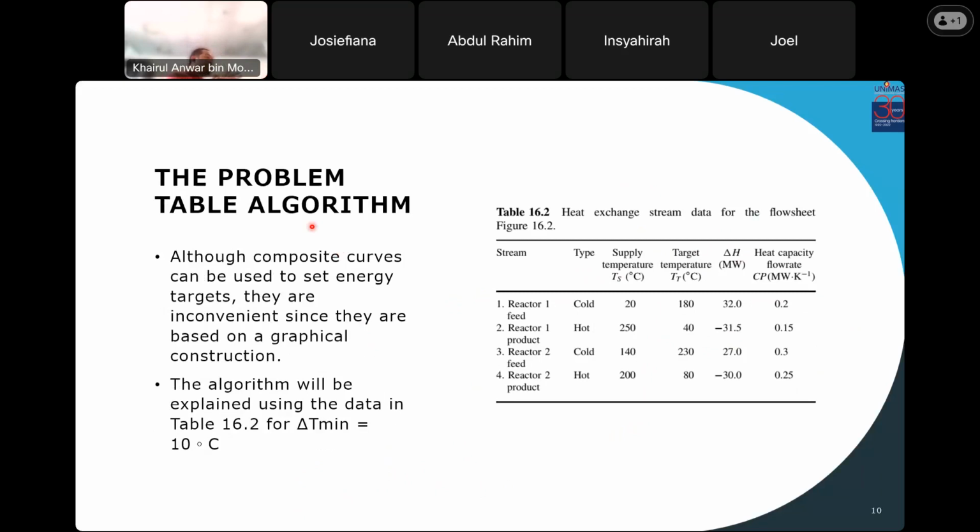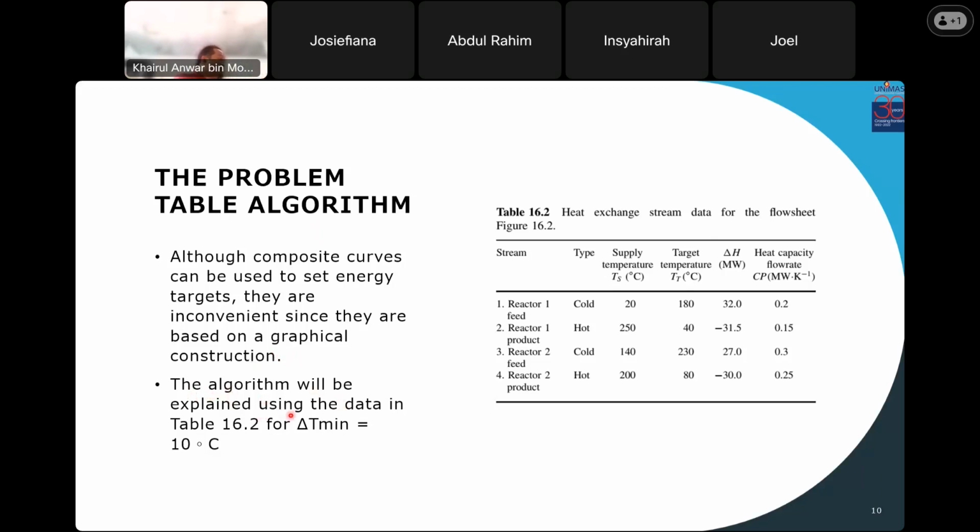Problem table algorithm. It's similar to cascade analysis. Although composite curves can be used to set the targets, they are inconvenient since they are based on graphical construction. So that means the more accurate method is cascade analysis, although you need to calculate.